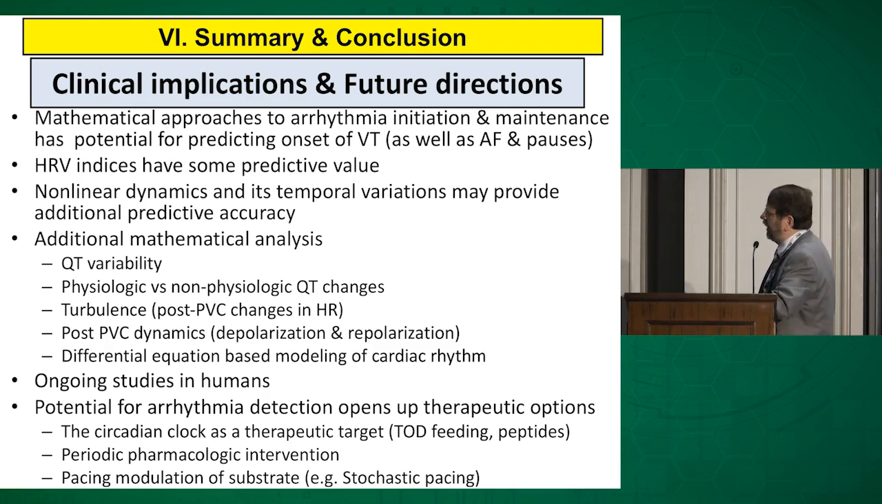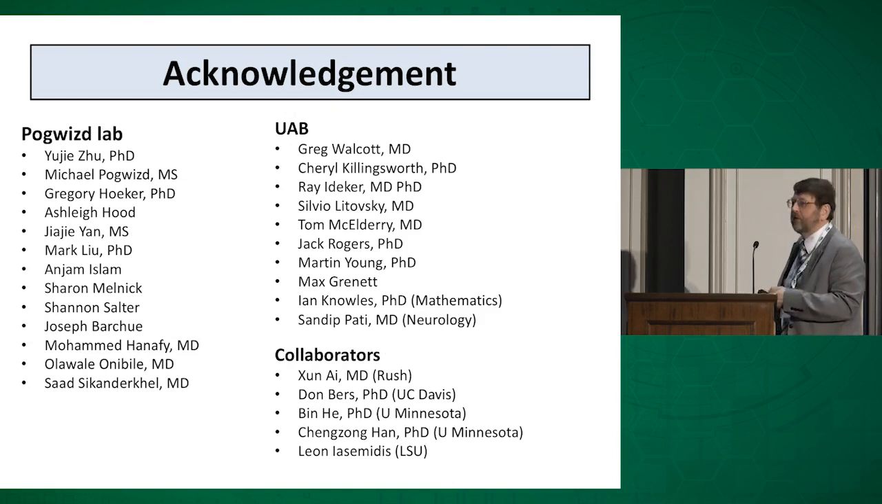And then once you do that, you can start to add on the other parts of the equation: QT variability, some physiologic versus non-physiologic QT changes, post-PVC changes in heart rate, post-PVC dynamics. And there's really work that's ongoing in collaboration with Ian Knowles in mathematics, and that my son Michael will actually be working on in the lab, doing a differential equation-based modeling of the rhythm based on these things to ultimately try to do a better job of predicting arrhythmias.